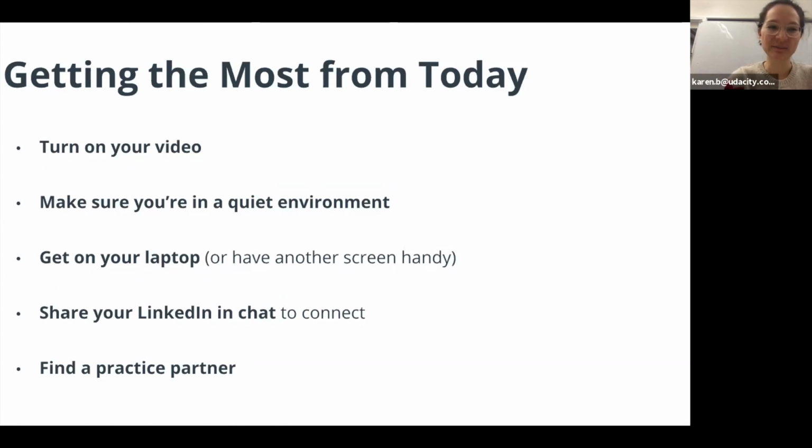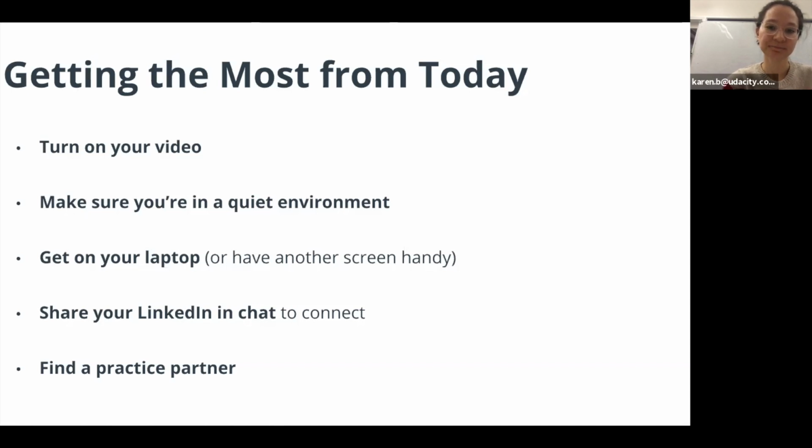The next one: because we're going to be practicing, and it's not just you sitting there and listening to us, but you're also practicing as well, we want to make sure you're in a quiet environment. So if you've got your doors open, now's a good time to close them. Windows open, now's a good time to shut those, and make sure that people can hear what you're going to be saying.